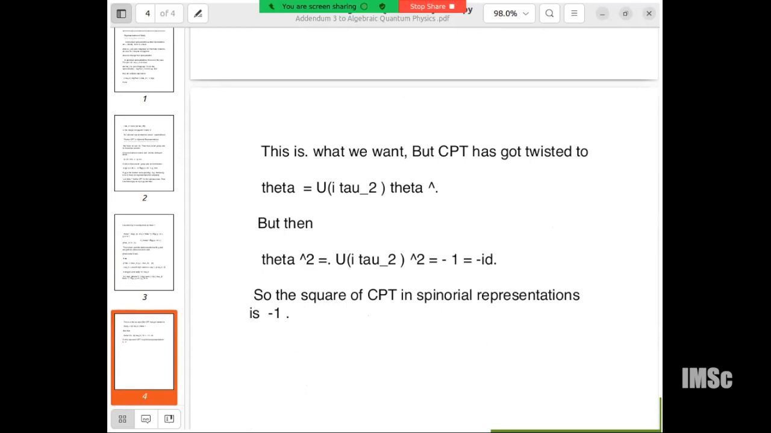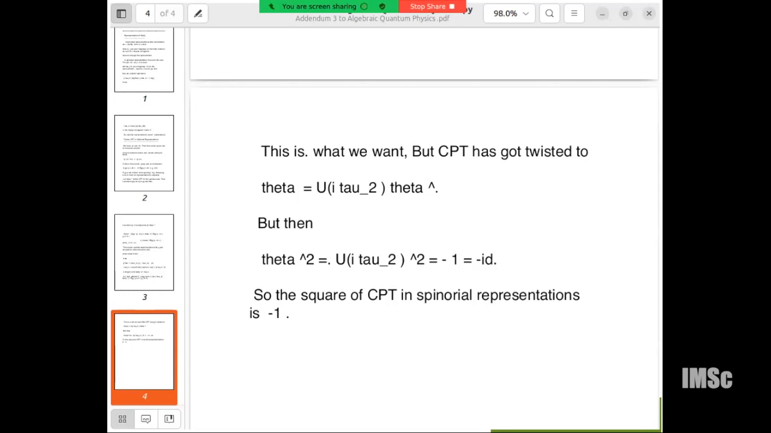If I square this operator, what is it? The square of the expression is iτ2 squared, and the square of iτ2 is minus 1. This iτ2 is the 2 by 2 matrix (0, 1; minus 1, 0). So if I square it, I get minus 1. Instead of getting plus 1, I get minus 1. So the result is that this theta, the CPT operation we use in quantum field theory, squares to minus 1, not to plus 1. So the CPT operation has been changed.